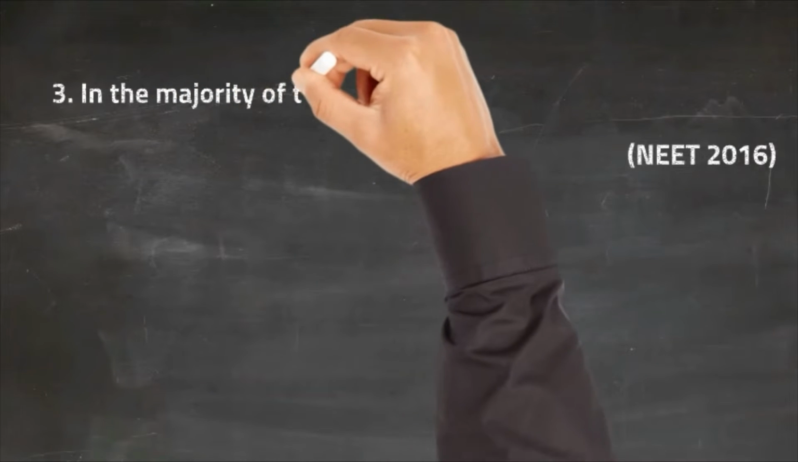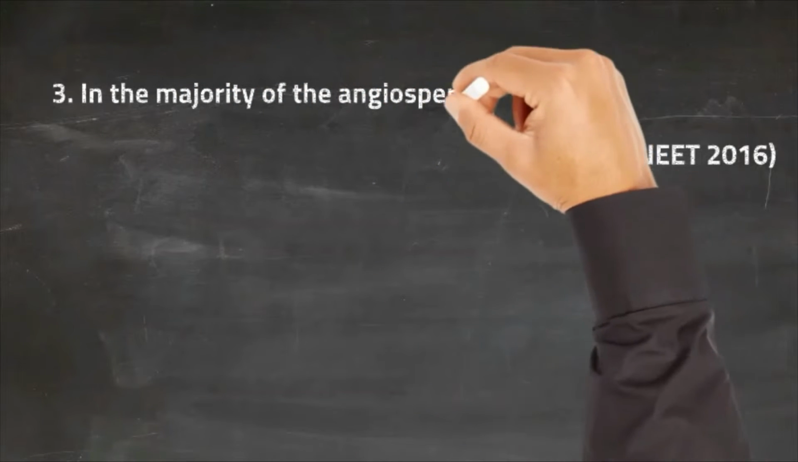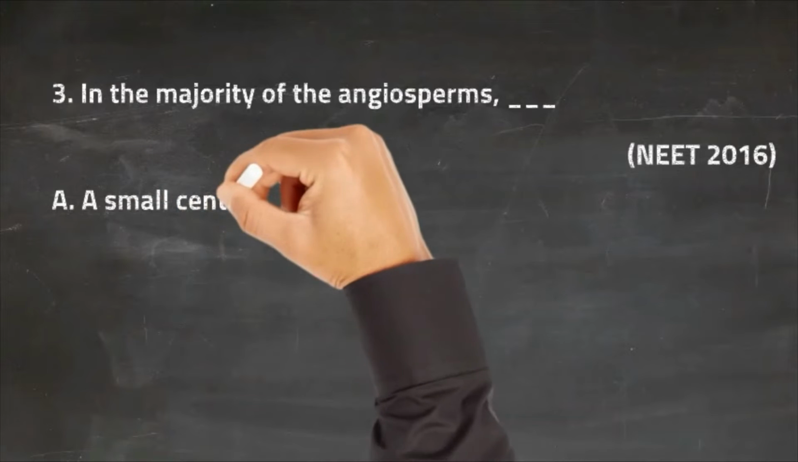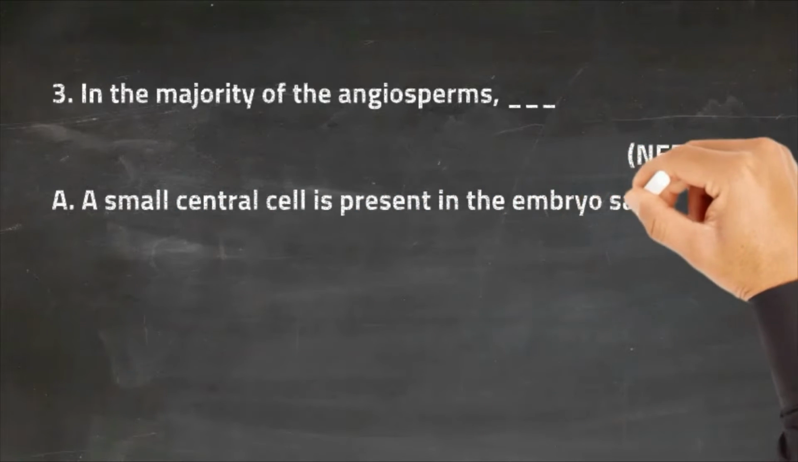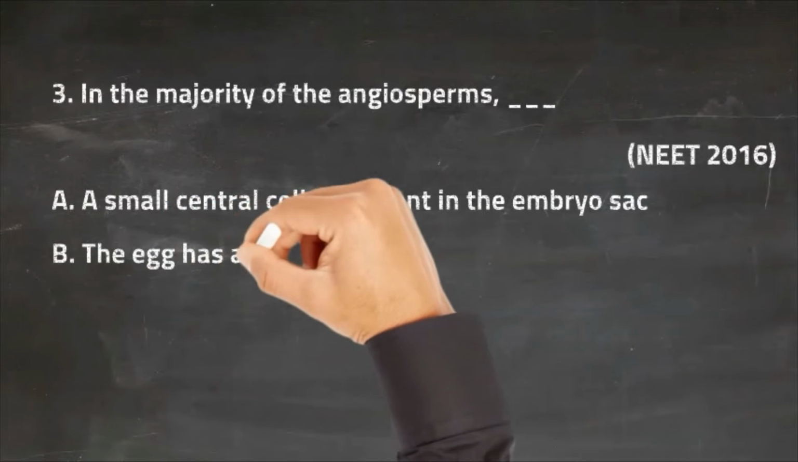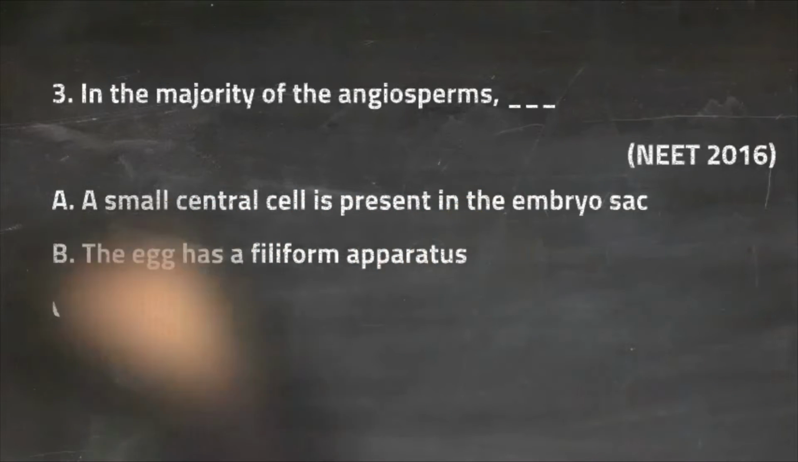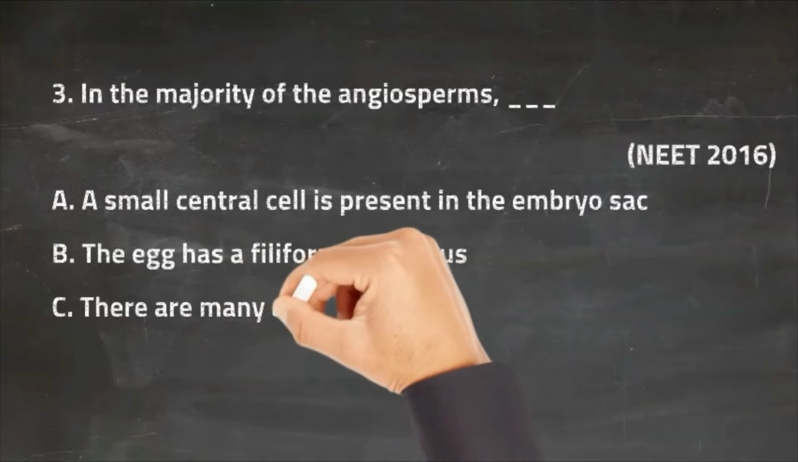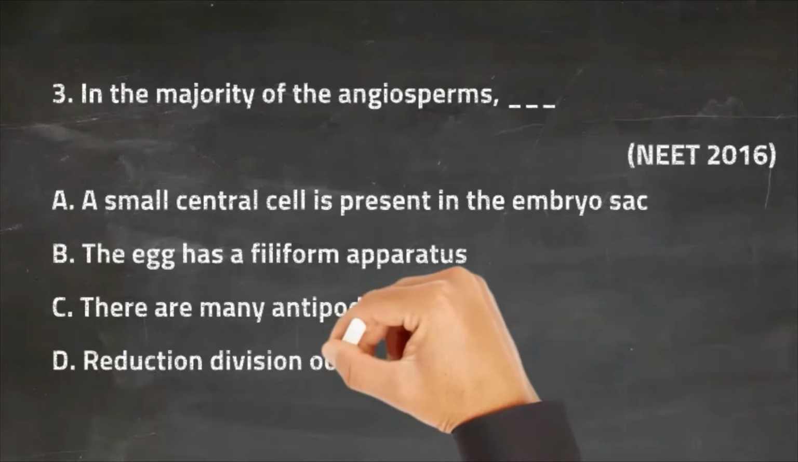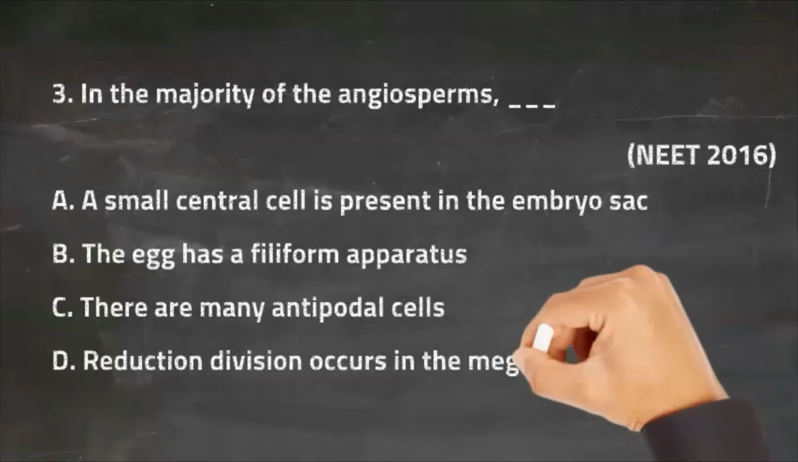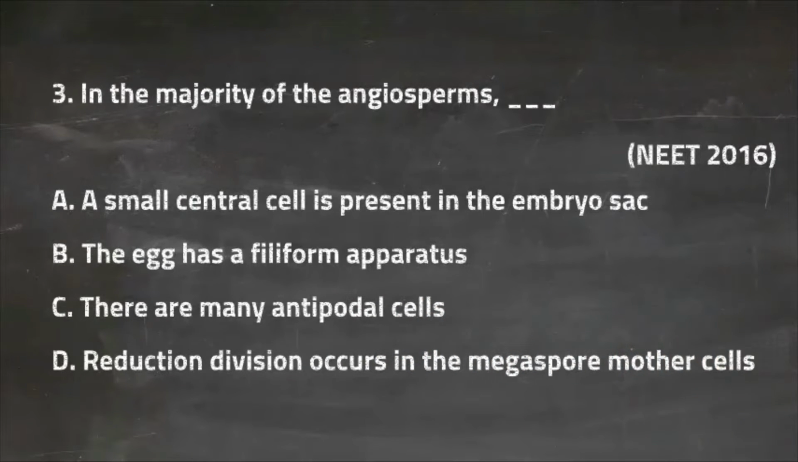So the third question is, in the majority of the angiosperms dash. So the first option is a small central cell is present in the embryo sac. Option B is the egg has a filiform apparatus. Option C is there are many antipodal cells, and the last option is reduction division occurs in the megaspore mother cell. So the right answer for this question is option D, and that is reduction division occurs in the megaspore mother cell.